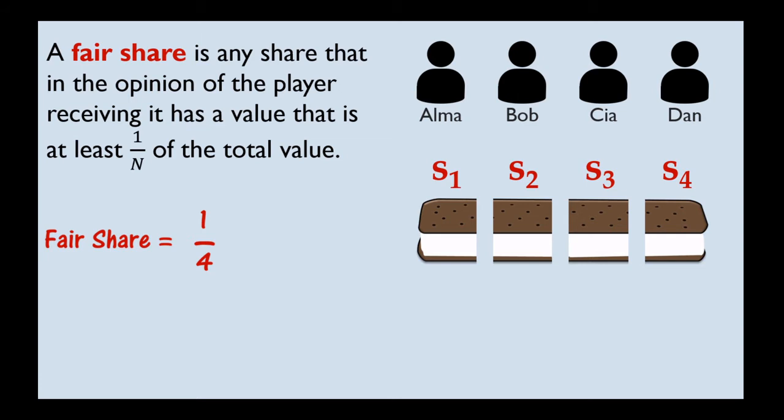We can change that 1/4 to a percentage by dividing and multiplying by 100%. So 1/4 is the same as 25%. So getting at least 25% in the player's opinion would be considered a fair share.